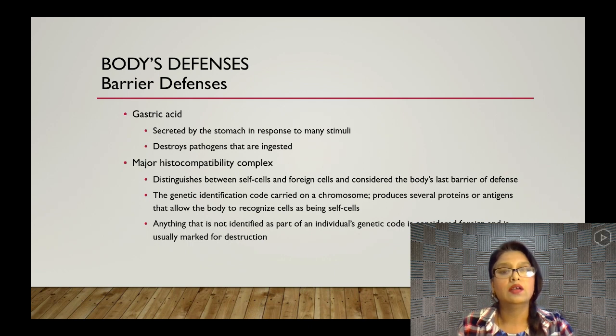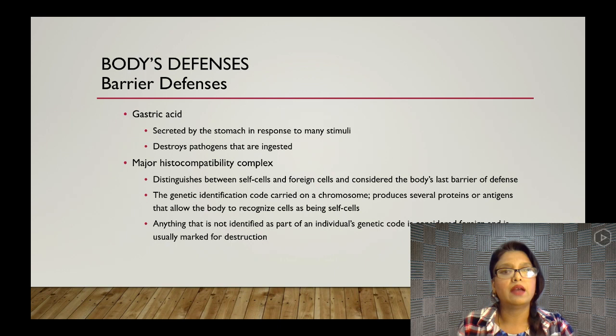Gastric acid: there are times when our kitchen drains are blocked and then we put bleach in it. So it's like gastric acid. That acidic environment kills any pathogens, any bacteria, viruses, or infections that are not good for the body. So that's a barrier, and that's also the body's defense.